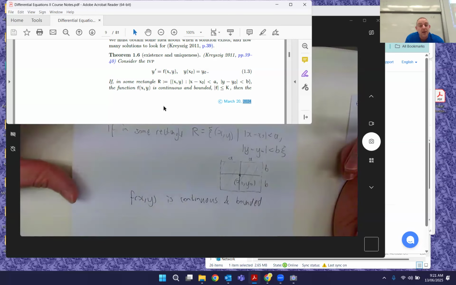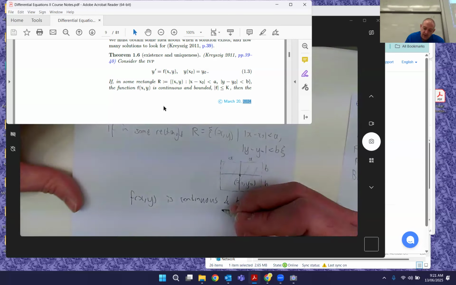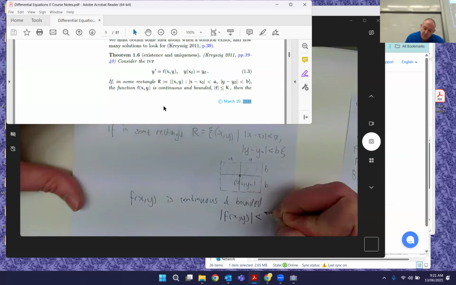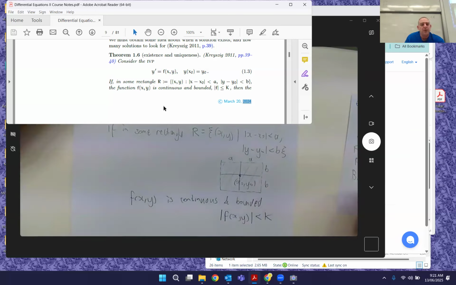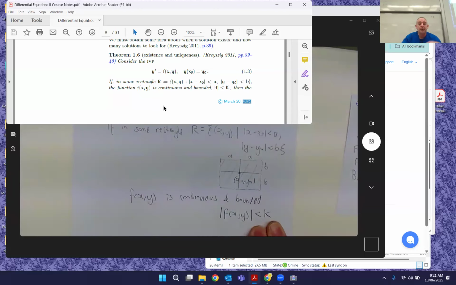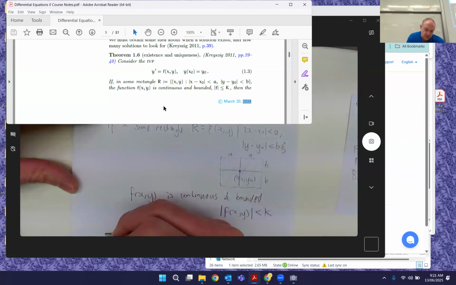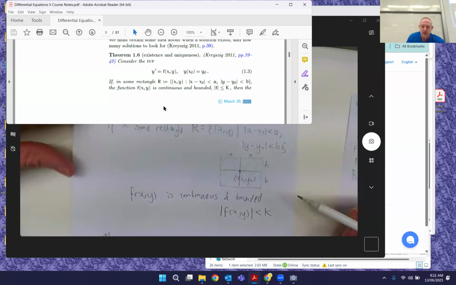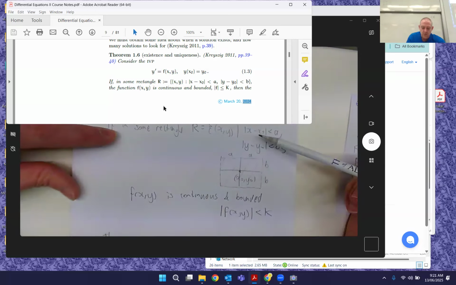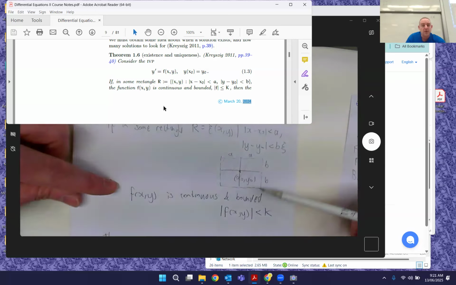And oh, they've given me a meaning for bounded, which is that the absolute value of f(x, y) is less than some number K. Well, that's what bounded means. Bounded means it doesn't go up or down forever. So there must be a limit to how high or low it gets, which is what this K is. Okay. So if all of this happens, then, okay, so there needs to be a rectangle where it's continuous and bounded. Okay.